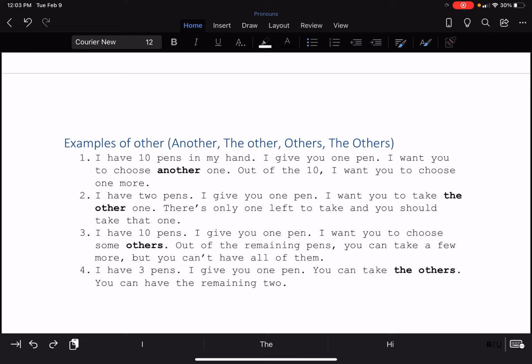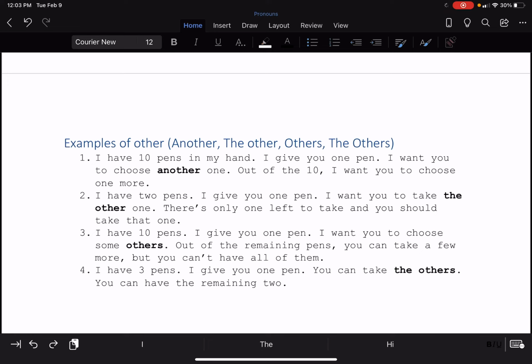But if I say, I want you to take the other one, that means I have 2 pens, I give you one, there's only 1 pen left. So if I say, take the other one, there's no choice. The other one is the only one that you can have.